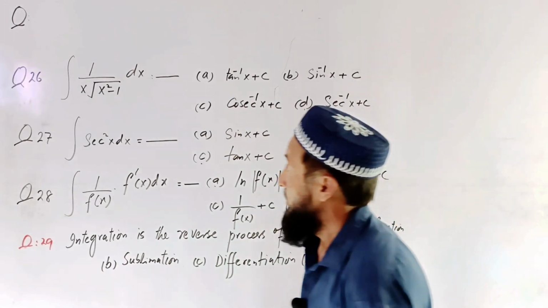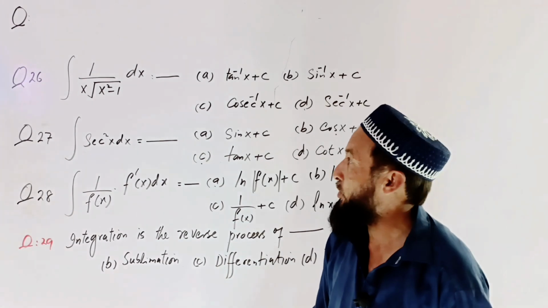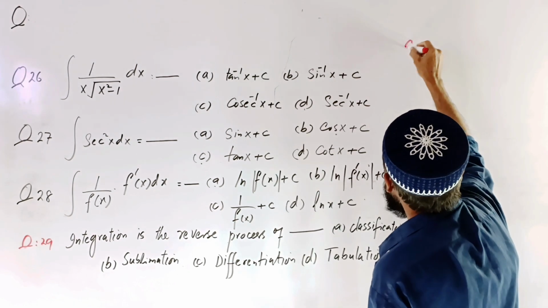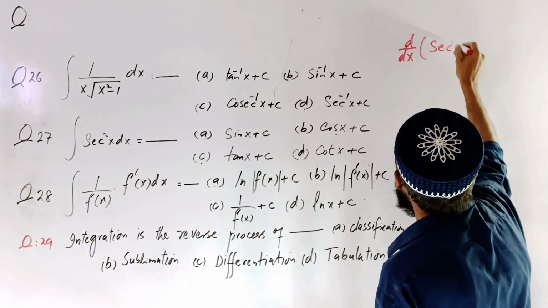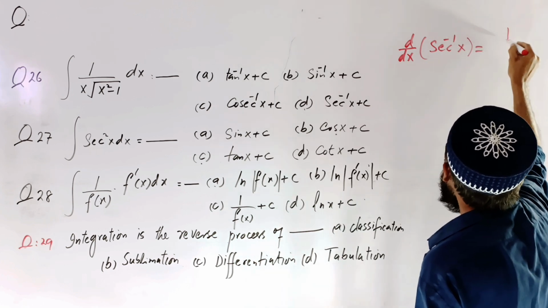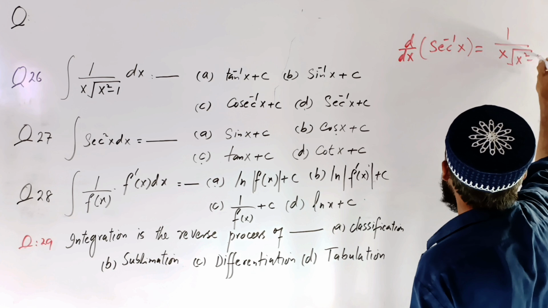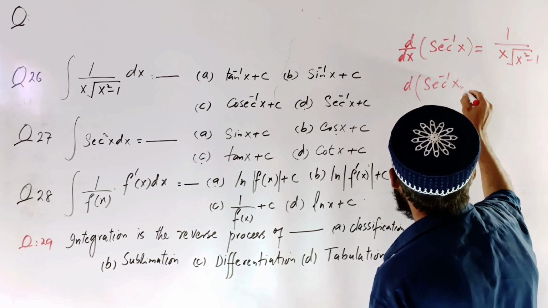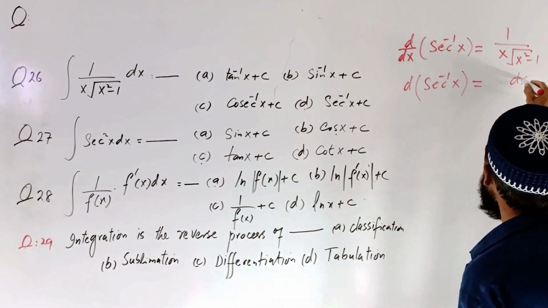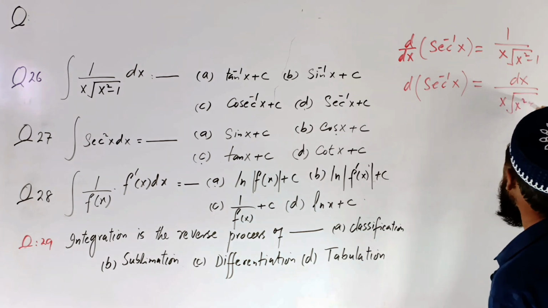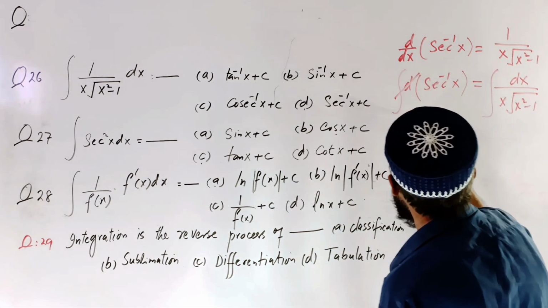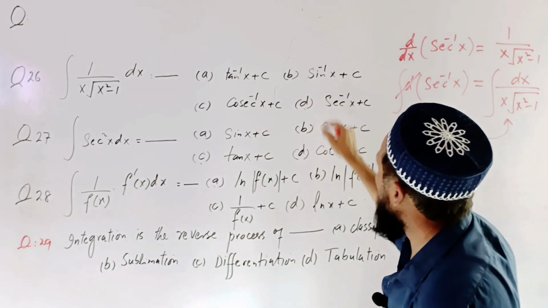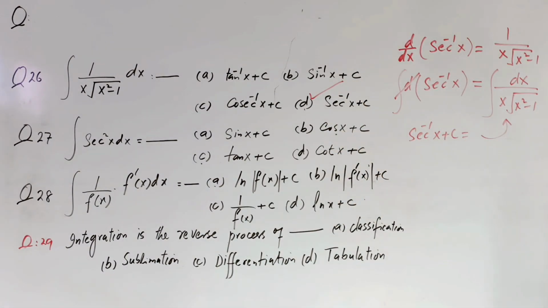Question 26, integration of 1 divided by x into the square root of x square minus 1, dx. We know the derivative of secant inverse x is equal to 1 divided by x square root of x square minus 1. That is the derivative formula. Changing dx here and taking the integration on both sides, the derivative and integral cancel. So we get secant inverse x plus c as the integration. It means the correct answer is D, secant inverse x.